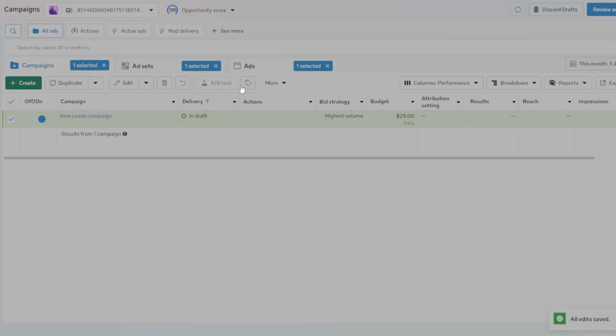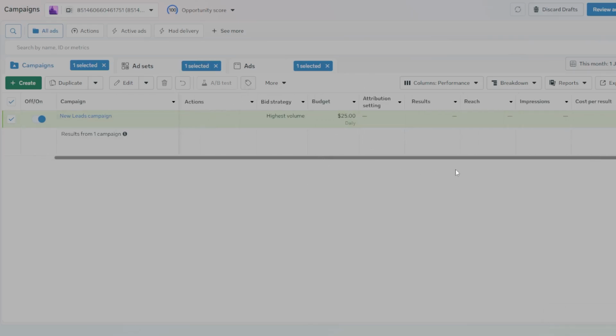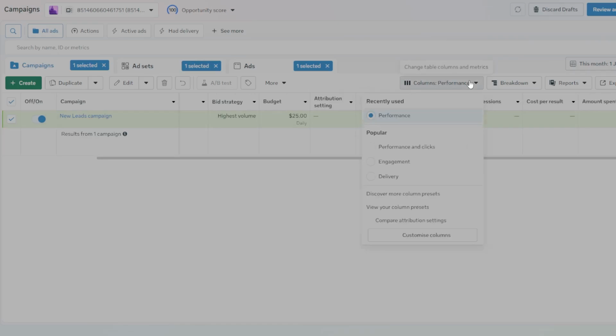CTR, or click through rate, measures how many people clicked your ad after seeing it. A low CTR usually means your creative or messaging isn't catching attention. CPC, or cost per click, tells you how much you pay each time someone clicks. Lower CPCs are better, but always look at it alongside conversion rates. Cheap clicks don't help if they don't convert.